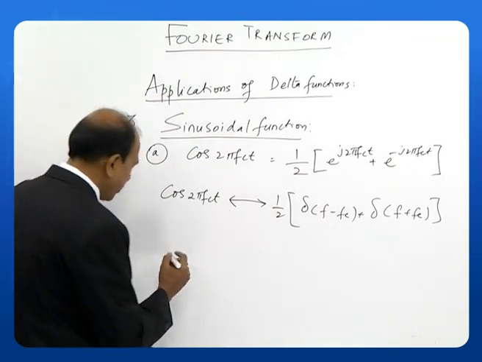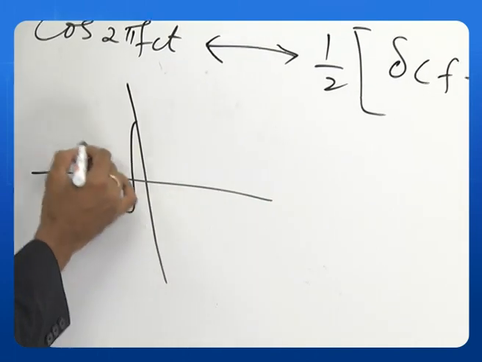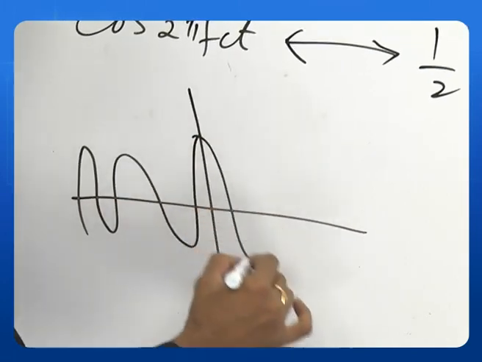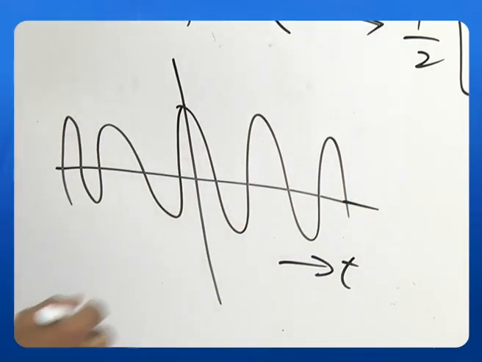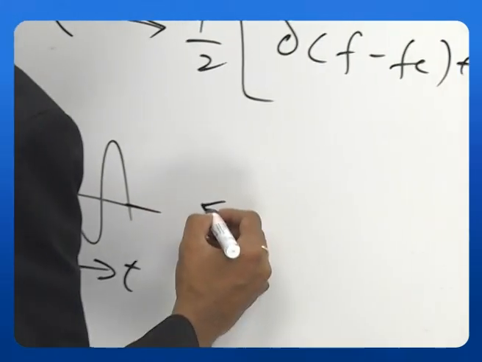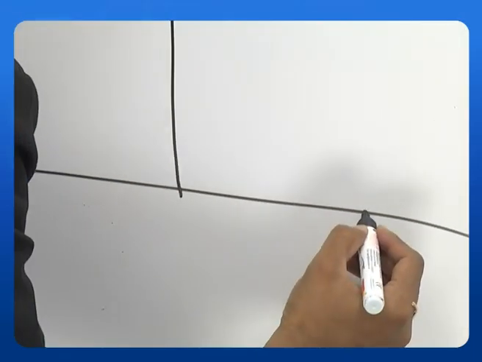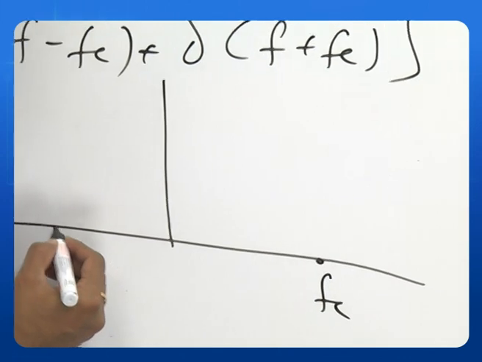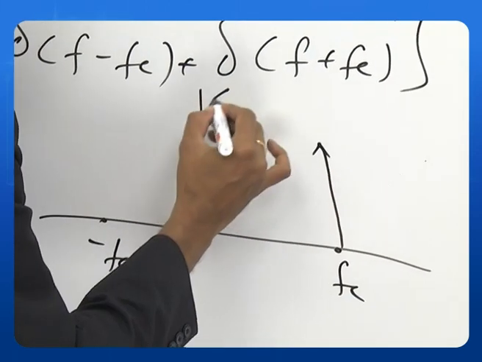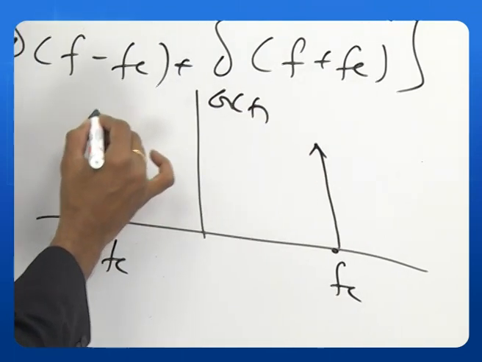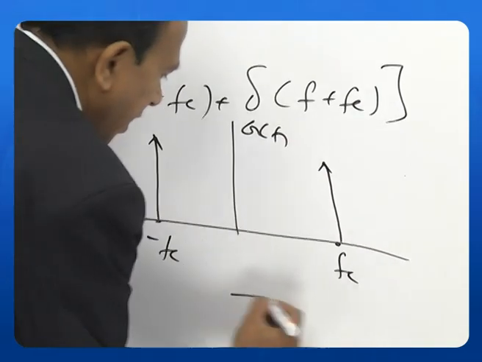So, what is the cosine function? Cosine function looks like this. Some function like this. This is in time domain. In the frequency domain, it will look like this. This is fc and this is minus fc. So, you will have a delta function here. This is g of f, and you have another delta function here. So, this is in the frequency domain.